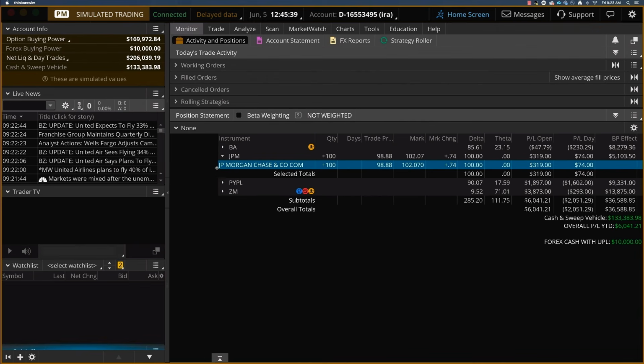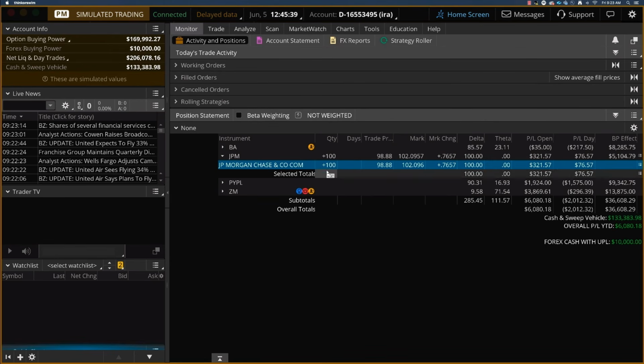For our first example, we're going to take a look at JP Morgan, ticker JPM. And you'll notice in this Paper Money account, there's 100 shares of stock. You can click on that little triangle right there to collapse or expand and show the position. The position has 100 shares of stock. Now, if you remember, to do a covered call, the investor needs 100 shares. The trade price was $98.88, and the current price, known as the mark, is $102.03. If you go over to the right, in the column that says profit loss open, this stock is up an unrealized gain of $314.70.